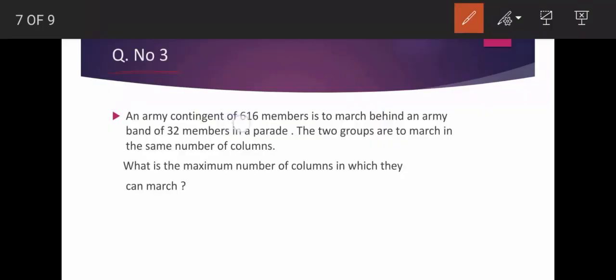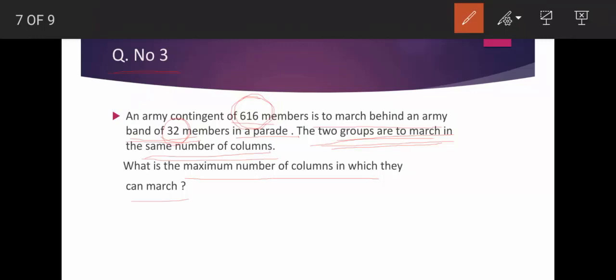An army contingent of 616 members is to march behind an army band of 32 members in a parade. The two groups are to march in the same number of columns. What is the maximum number of columns in which they can march? So what is said here? Total 616 members we have in the army contingent. It has to march behind an army band of 32 members in a parade. So these two groups are to march in the same number of columns.